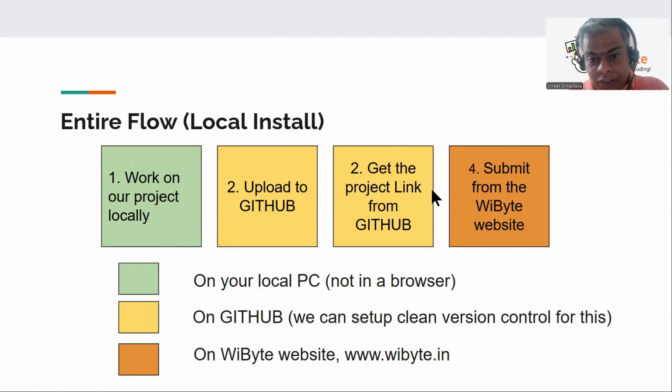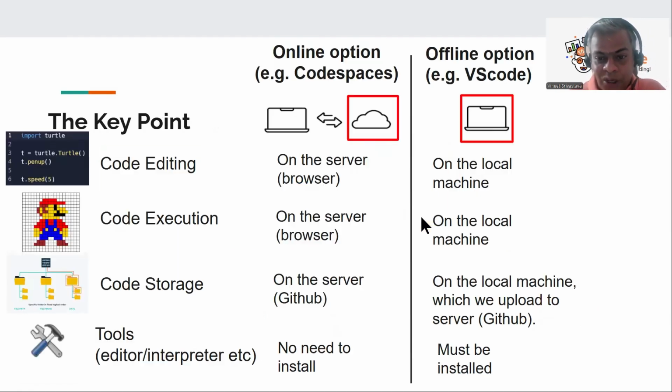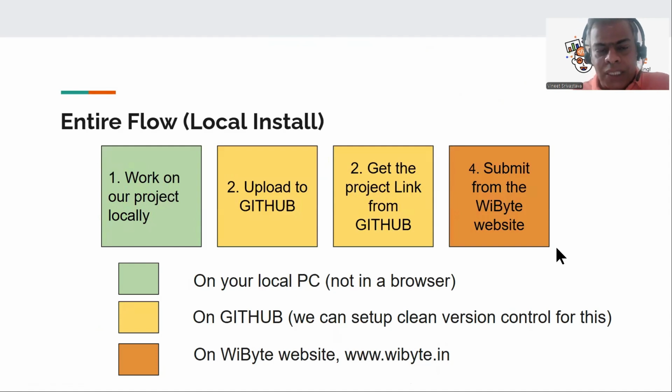Once again, get the project link from GitHub, and then submit from the WiByte website. So this part remains exactly the same. Obviously, the number of steps seems fewer here, but that's because a lot of work has happened before this setup is made, because you've done a local install, right? So it's just good to know that these alternatives exist.